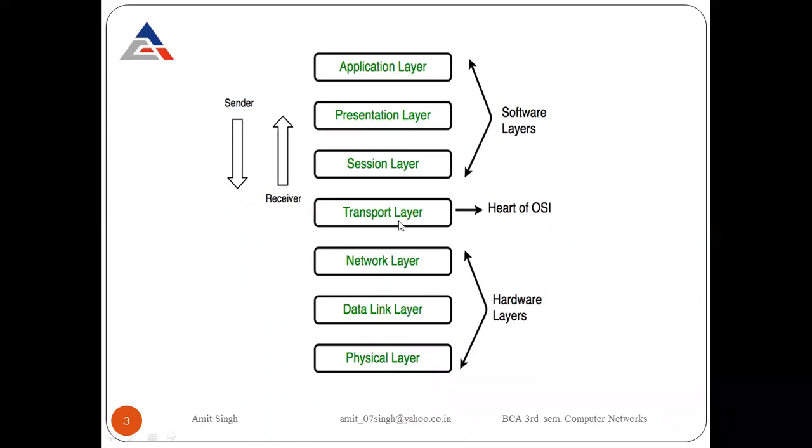Now the fourth one is the transport layer, which is also known as the heart of the OSI model. At the fifth position is the session layer, on the 6th is the presentation layer, and at the top, the 7th layer of the OSI model, is the application layer. These top 3 layers, session, presentation, and application, are known as the software layers. As the name implies, the hardware layers deal with the hardware, and the top 3 layers deal with the software. So this is all about the architecture, or the diagram, of the OSI model.